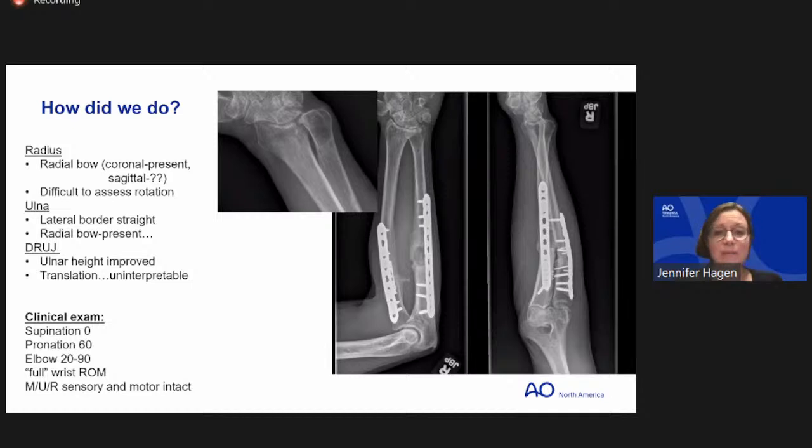So clinically, this patient, after they had healed everything up, was locked in neutral. They didn't have any supination. They were able to pronate to 60, which is actually quite good. Their elbow did move for having been in X-fix for 3 months, so they had range of motion from 20 to 90. They had pretty good wrist range of motion without pain, and their nerve function actually returned. So despite a pretty poor start, we ended up with a pretty good outcome, even without perfect correction of all of the malunion.